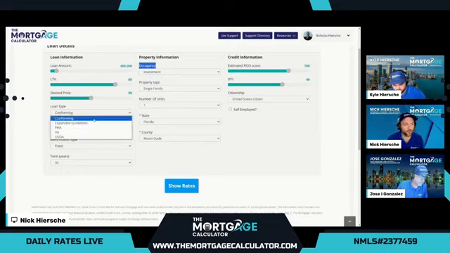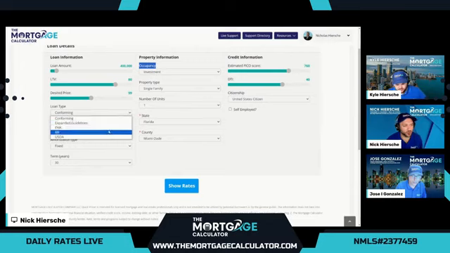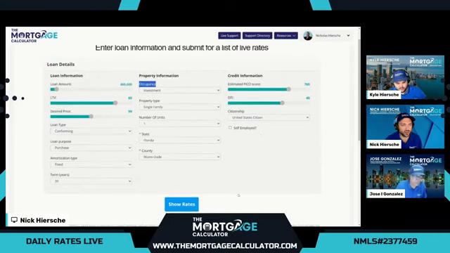We have our conforming conventional options. Obviously not as popular now as conventional rates have gone up for investment properties. And we have our non-QM expanded guidelines, which are ever more popular for investment properties. Remember, government programs, FHA, VA, USDA, do not work for investment properties. So we'll start with conforming conventional. We'll keep everything else exactly the same. The only thing we've edited here is the occupancy, so we can see the adjustments that conventional has made to investment property.